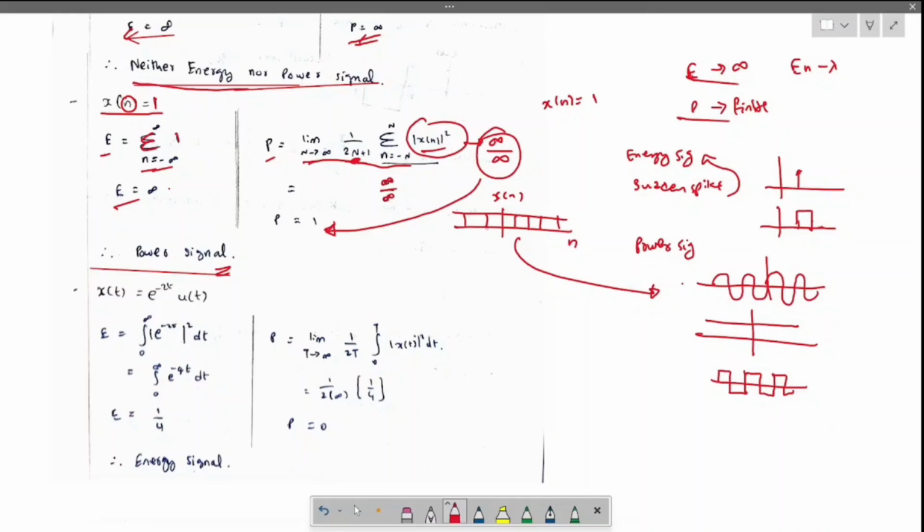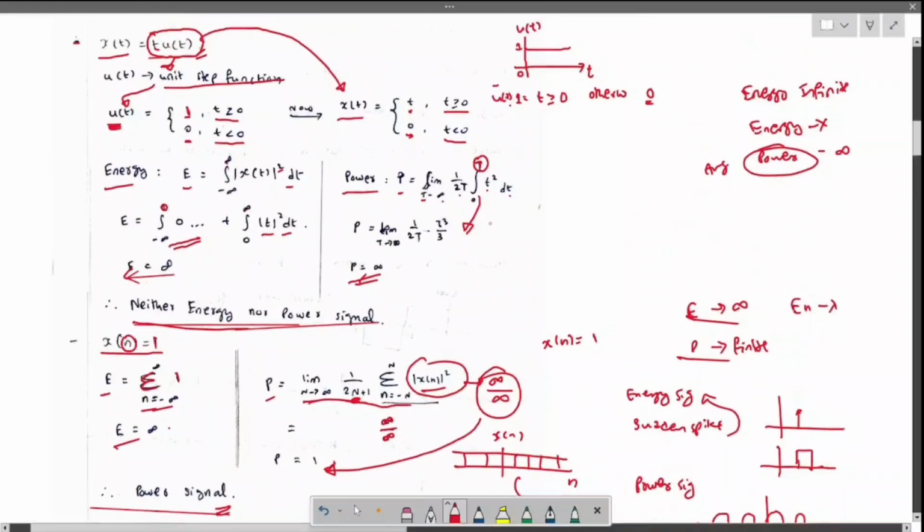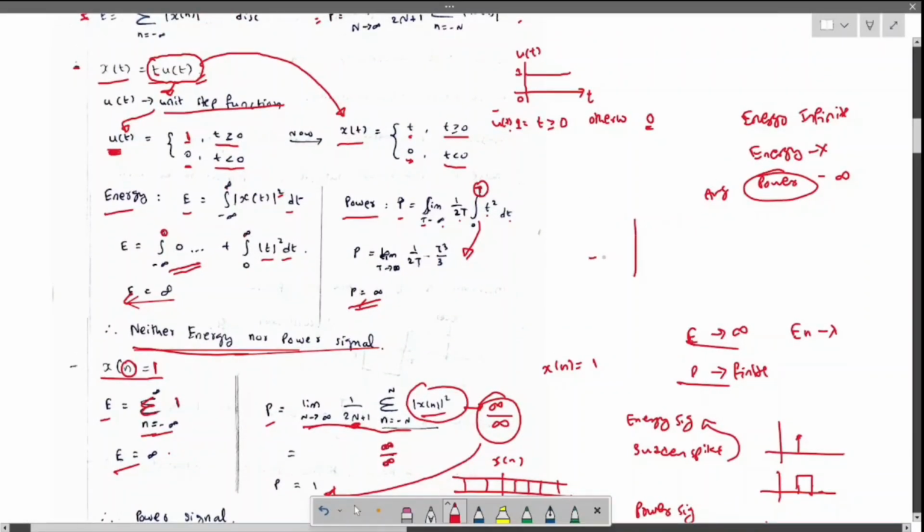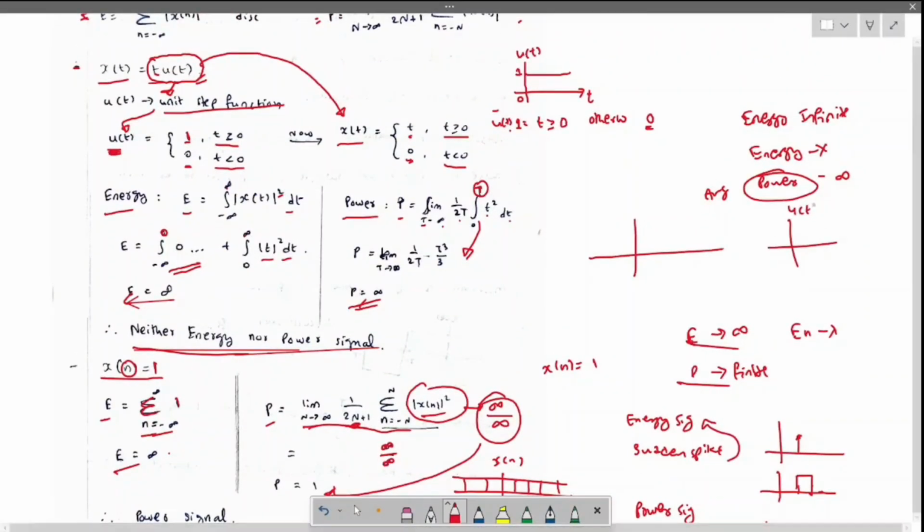Now the previous example, let us solve it once with the same trick. X of t is u of t, right? First let us plot the u of t graph. So this is the u of t. When t increases, x of t will go like this, right? So this comes under neither the energy signal nor the power signal. Either you need to get a sudden spike or you need a continuous graph. So this will not match any of these graphs. That's why it is neither an energy nor a power signal.